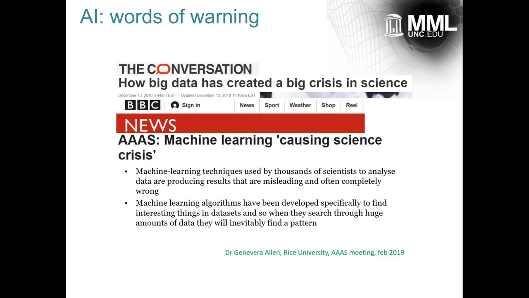One of the computer scientists at Rice University, speaking at the AAAS meeting a year ago, made points, and a major point is here: machine learning causing science crisis. And that is that we build models whose intention is to optimize. You have a lot of data and you have powerful algorithms, you will achieve the optimization result. Because machine learning algorithms have been developed specifically to find interesting things in data sets. But you always find something.